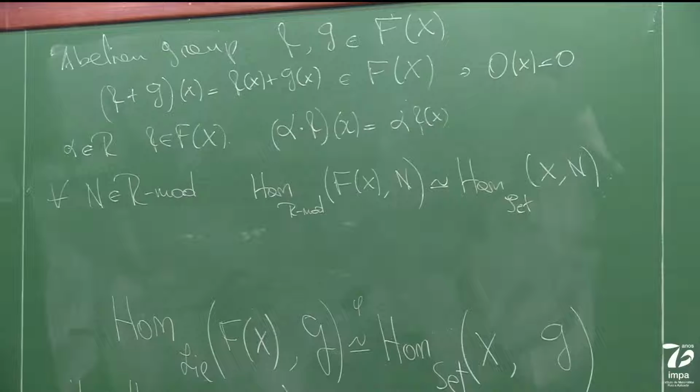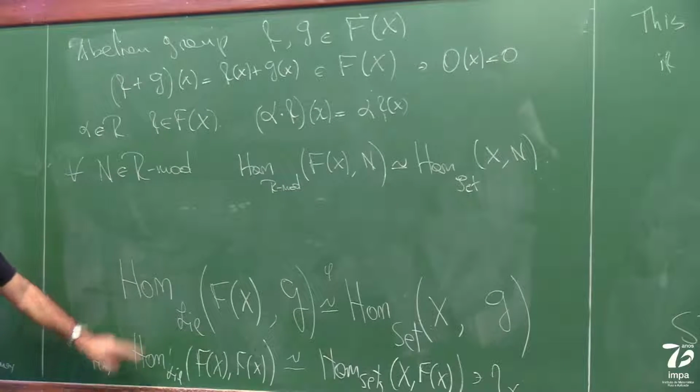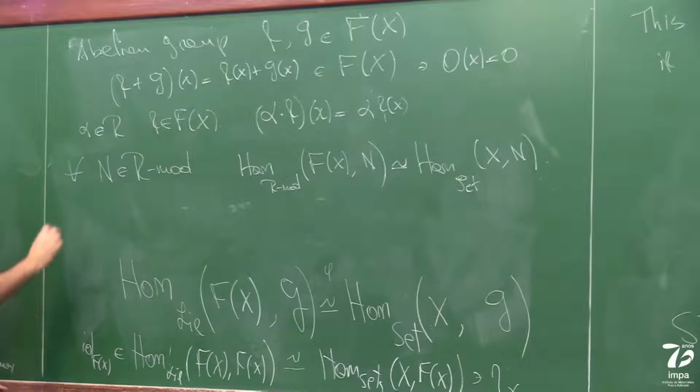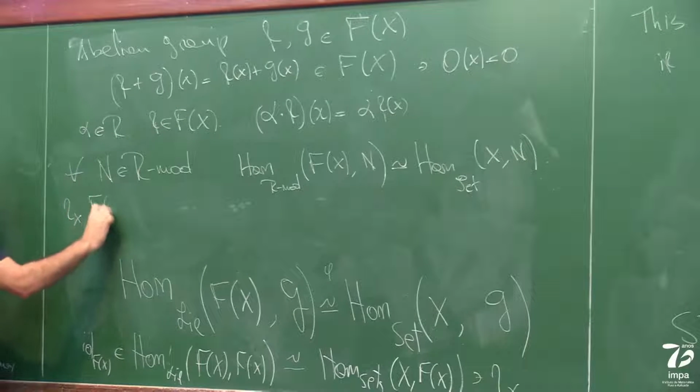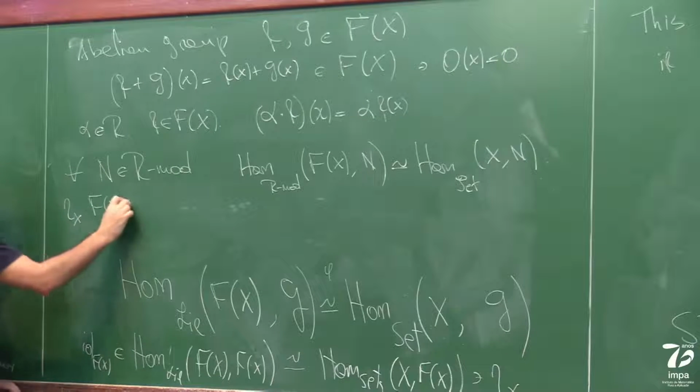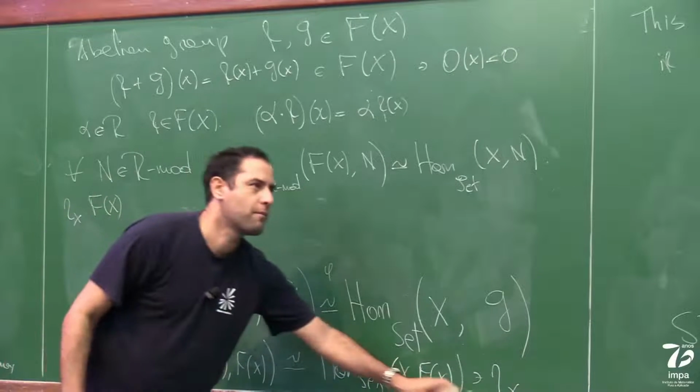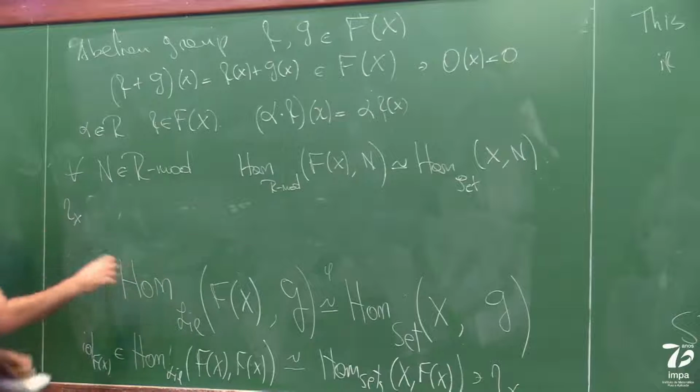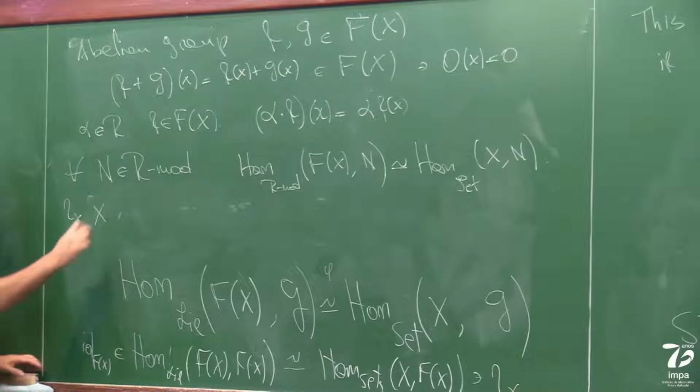Okay, so I first realize that I have my eta. For that definition of F(X), I have a well-defined eta_X, which is a map of sets from X to F(X). That's the eta that I have there, now in the category of R-modules.